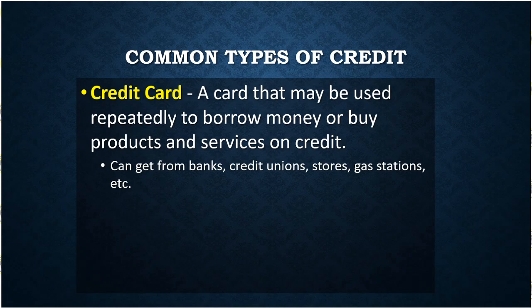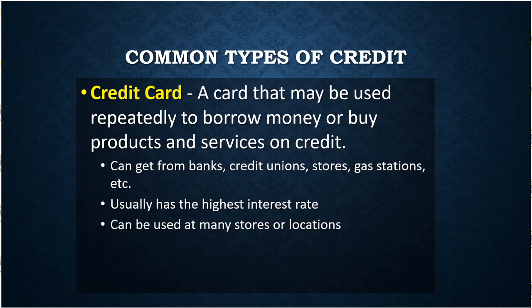You can get credit cards from banks, credit unions, savings and loans, but you can also get it from stores, gas stations, and lots of other places. Of all the types of different credit we have here, credit cards generally have the highest interest rate. There's only one that has a higher interest rate, and we'll get to that later. And there's lots of other types of credit that have higher interest rates than credit cards, but those are generally not legal. So you have to pay more to use the convenience of a credit card.